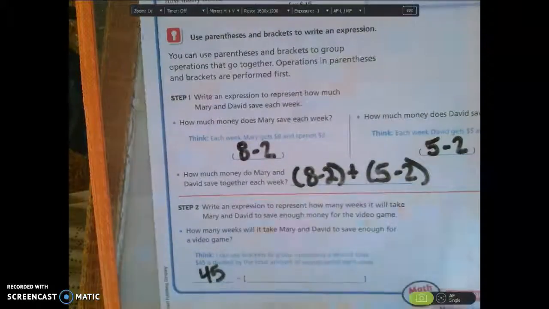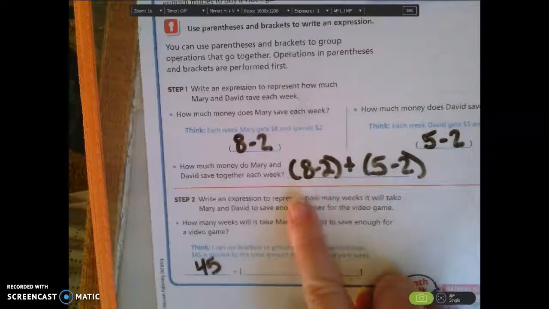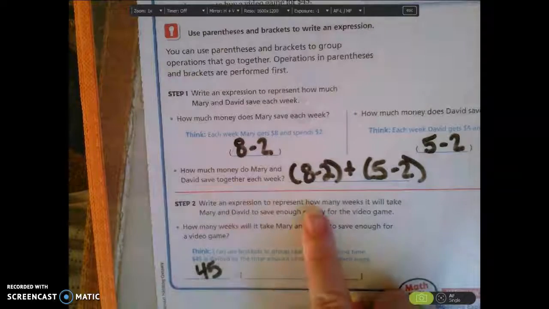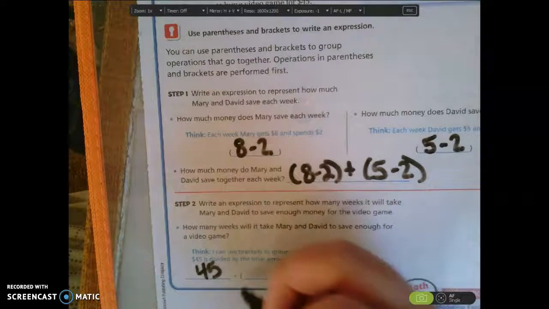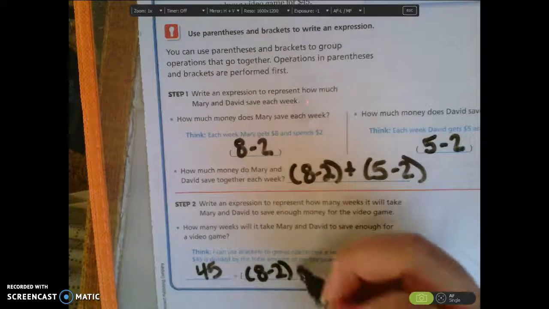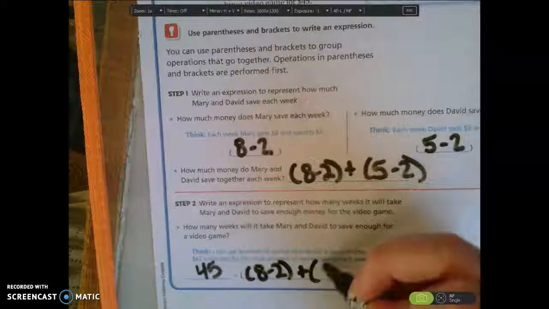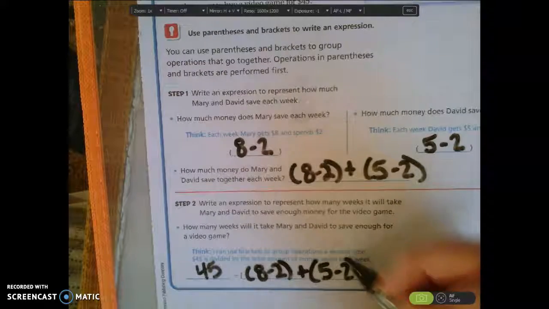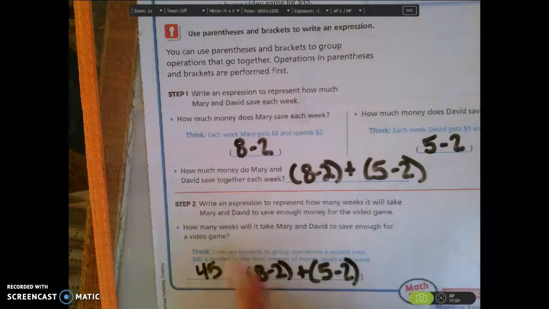Sorry, it's not on the screen. So we're going to do 45 divided by this numerical expression. So parentheses, 8 minus 2 plus the parentheses, 5 minus 2. And again, there are brackets here, so you do what's inside those brackets first. Let's go ahead and look at another problem.